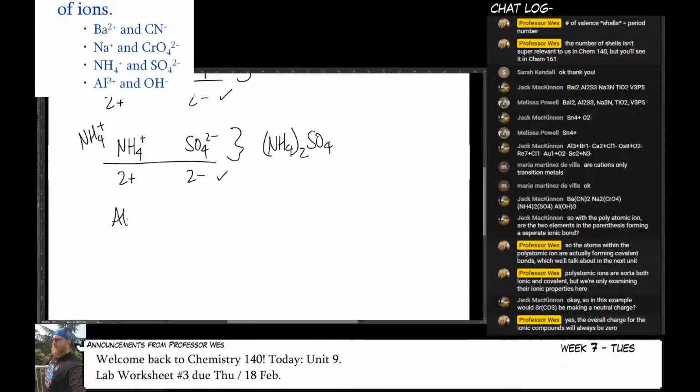And finally, aluminum and hydroxide. I need more hydroxide so I can get this to balance out. There's my formula.